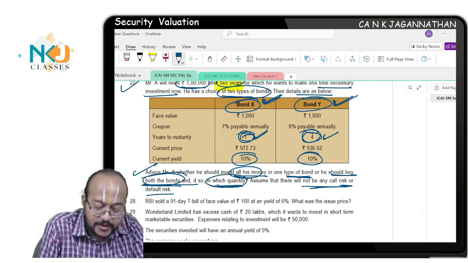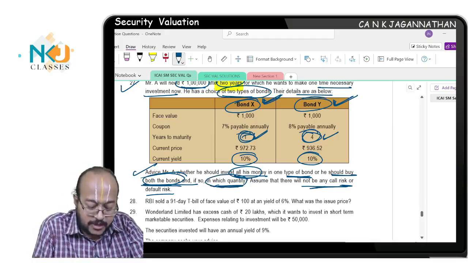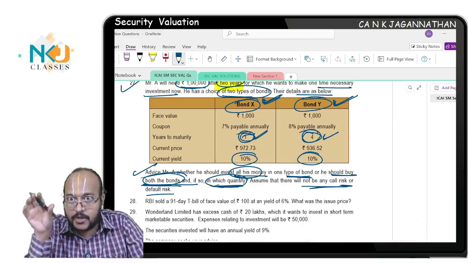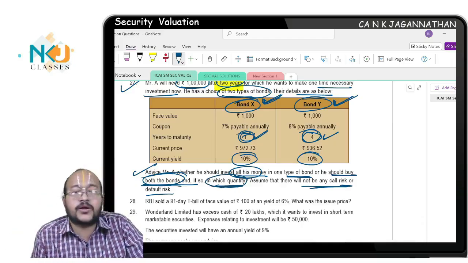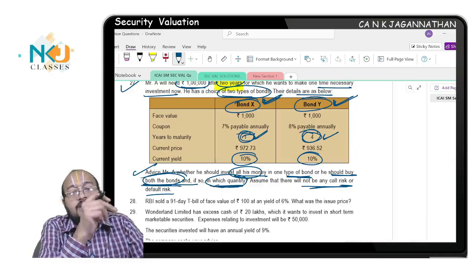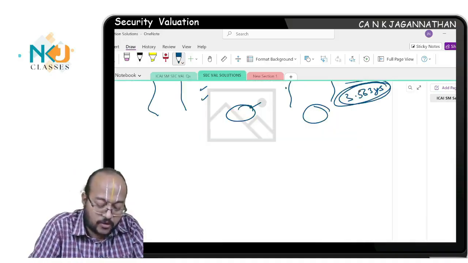In which quantity should I buy? They are asking for the number of bonds to be bought. For the amount they have given, you need to find out the proportion. We will find the proportion, then use the current market price to find how many bonds are to be bought. We will find out the quantity.